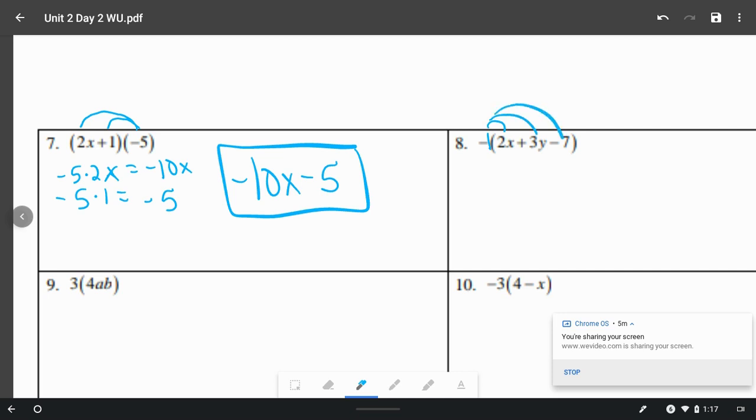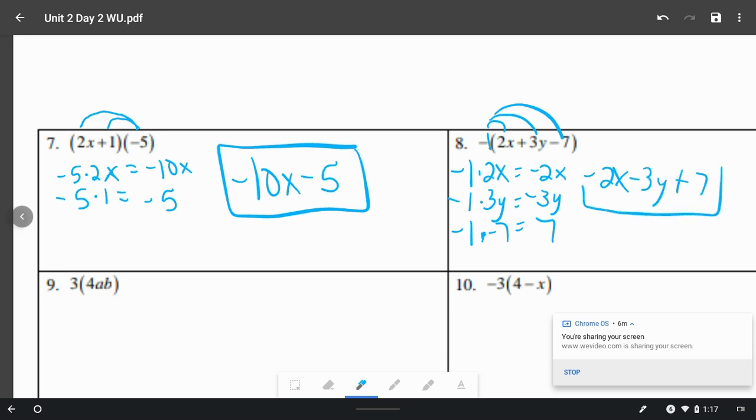So we're going to multiply by all 3 terms now, because there's a parenthesis with 3 terms. So that'd be negative 1 times 2x, negative 1 times 3y, and negative 1 times negative 7. So what we get from each one of these, I think we'd get a negative 2x from the first one, a negative 3y from the second one, and a positive 7 from the last one. So if we write that alphabetically, that'd be negative 2x minus 3y plus 7. And that'd be my answer, alphabetically with our constant last, always.